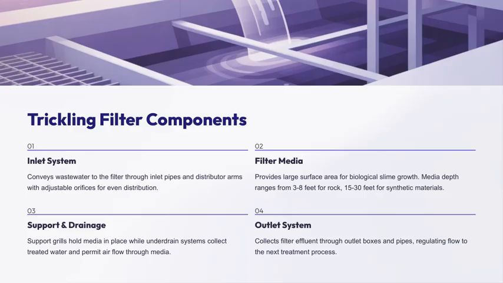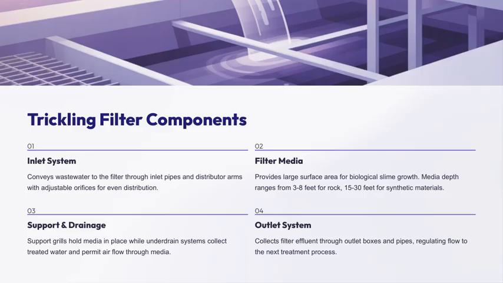Next, we have the filter media itself. This is really the heart of the biological process. The media provides a large surface area where beneficial microorganisms can grow. These are the slime layers that break down organic matter. The depth of this media varies depending on the material. For rock, it's typically between 3 and 8 feet, whereas synthetic materials can go much deeper, from about 15 to 30 feet. The choice and depth of media are crucial for optimizing biological activity.